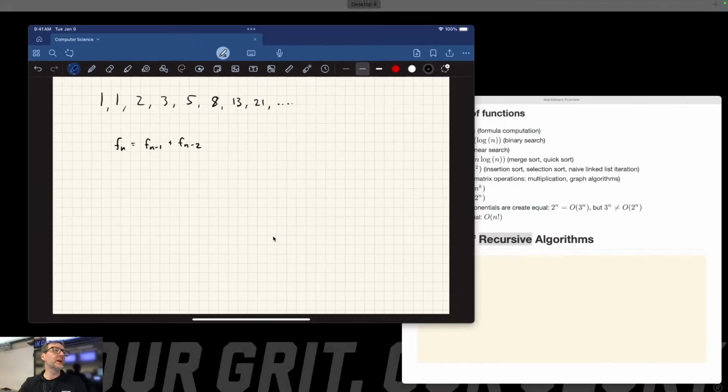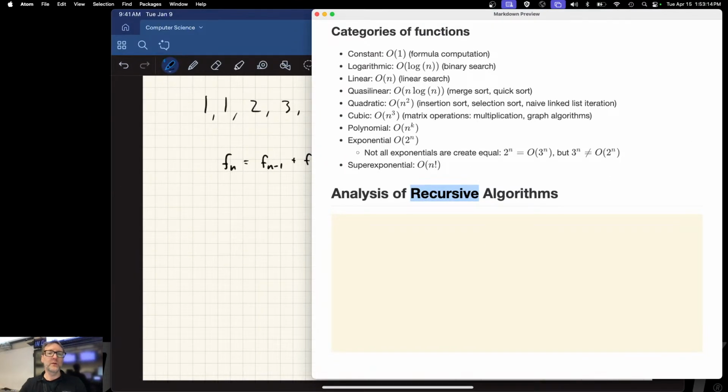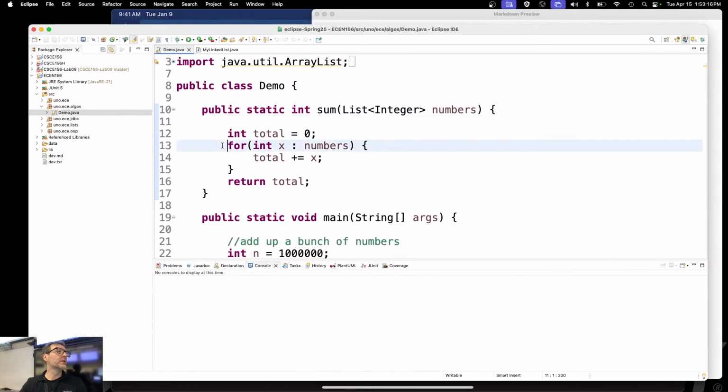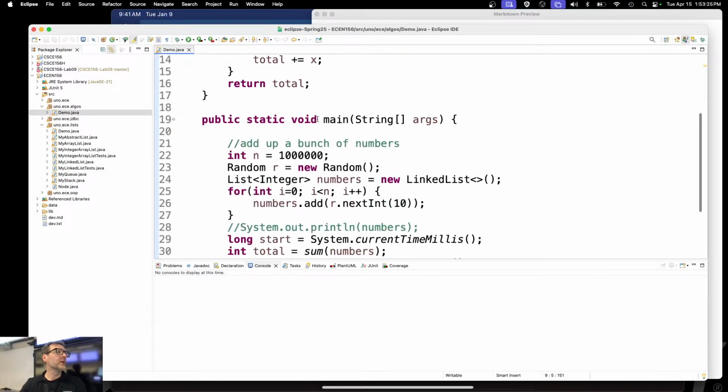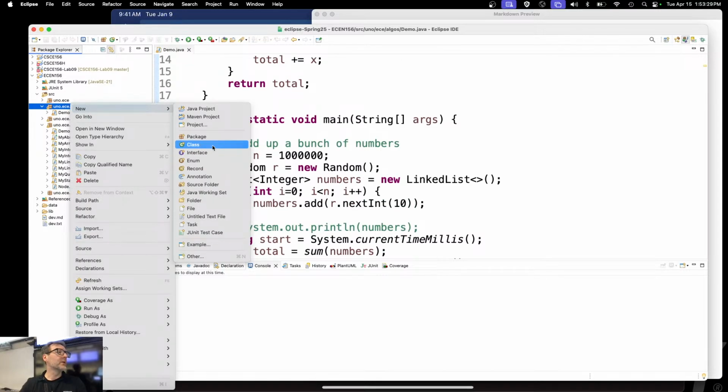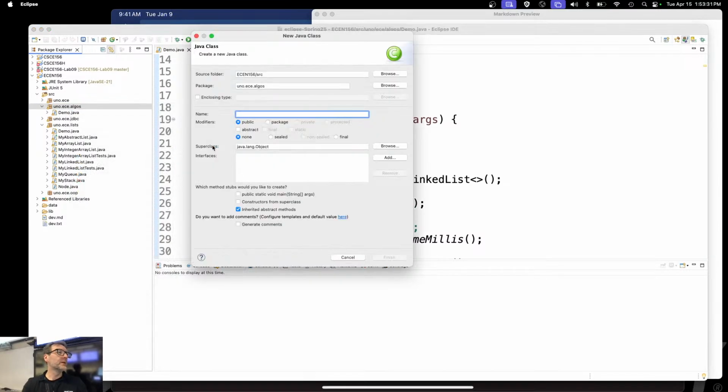let's go ahead and code it instead. Here we go. Let's go ahead and go with the new one, I guess. Fib. There we go.